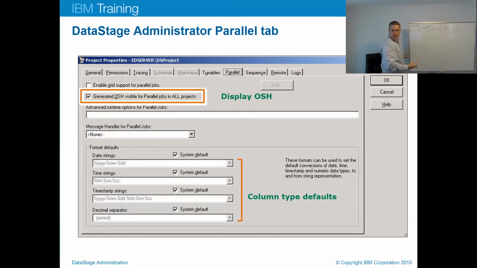So when we build the jobs inside of the designer, we're just adding these items from a palette to our canvas. At runtime, obviously, it's got to become some kind of machine code. So at runtime, when it gets compiled, this turns into your orchestrate shell script, or OSH.